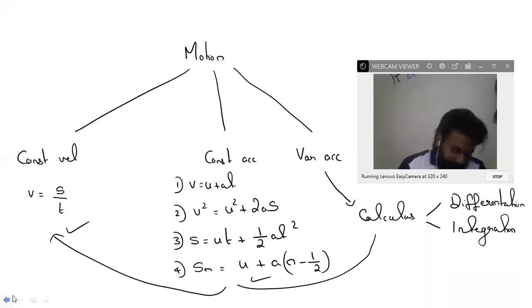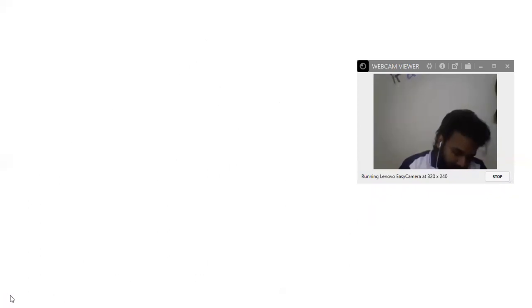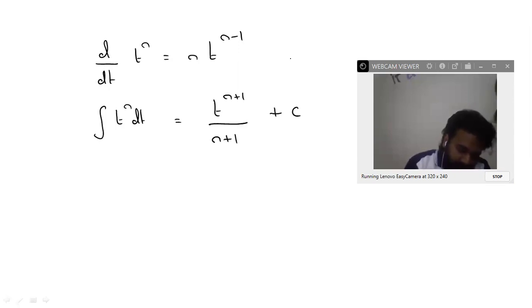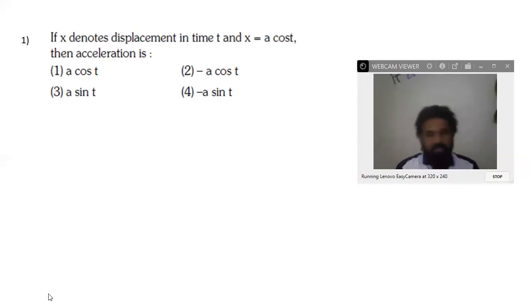Okay, so the basic formula for integration and differentiation is what? If you differentiate d by dt of t raised to n, what is that? n t raised to n minus 1. In the same way, when you integrate t raised to n dt, you get t raised to n plus 1 divided by n plus 1, plus the constant. Okay, so this is the basic thing. I hope you have watched those videos. If you have watched those videos, then you will be able to do all these problems fast. Okay, so we will go to the very first problem.